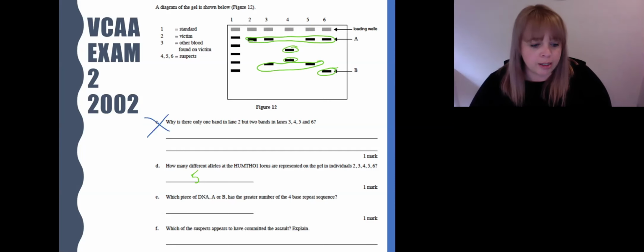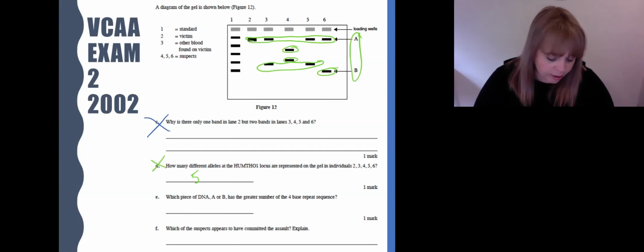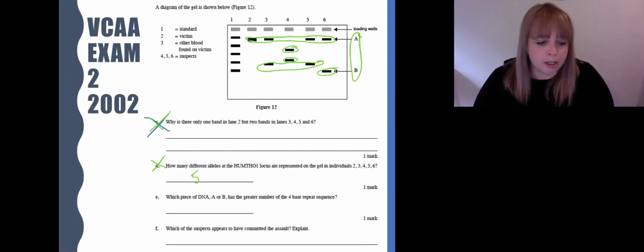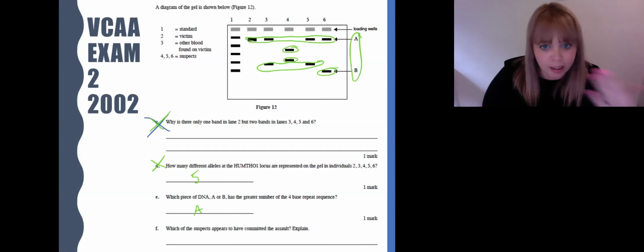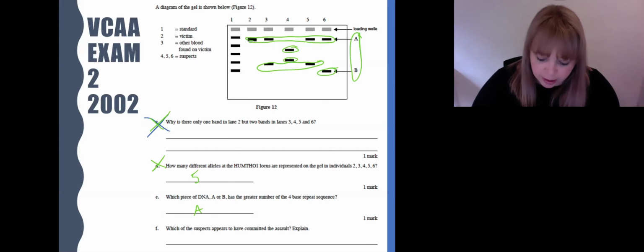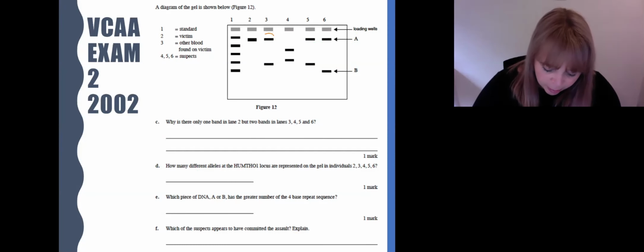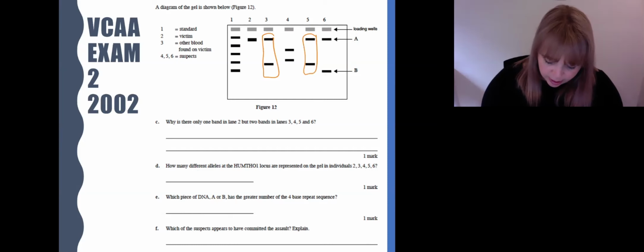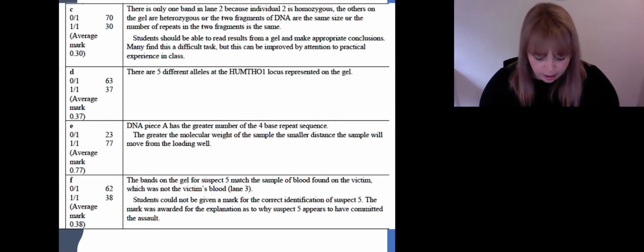Now, which piece of DNA, A or B, has the greater number? So again, I don't think you're really going to need to answer these because they are to do with genetics, but I like to go through them because I think you can answer those ones. You should be saying A because it's closer to the top. And which suspect or suspects seem to have committed the assault? So remember, lane number 3 is the victim, is the other blood, so that's the suspects, and the one that matches it is suspect 5. Okay, and that's what we were looking for.